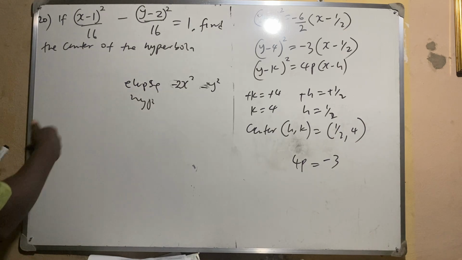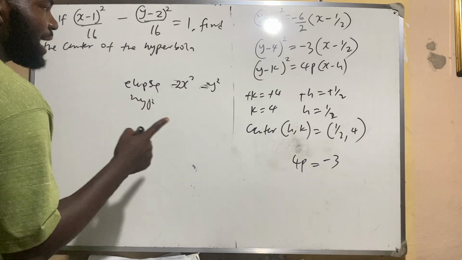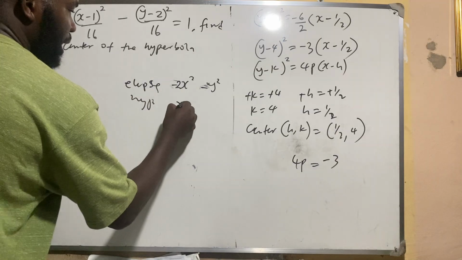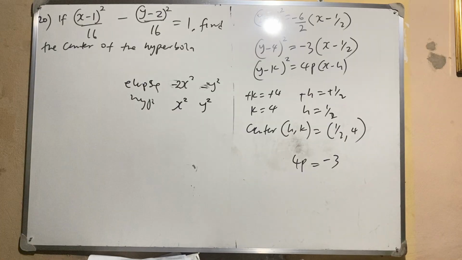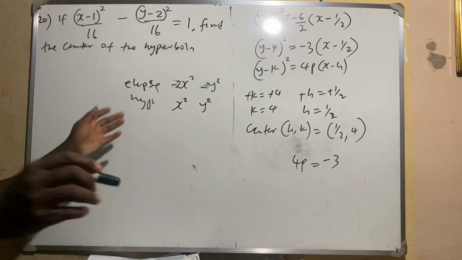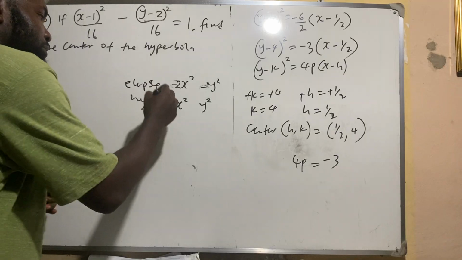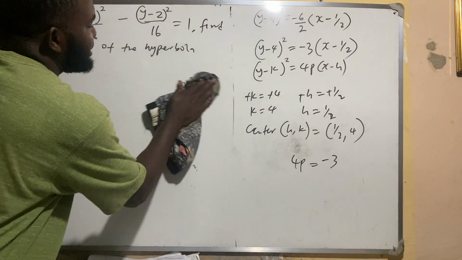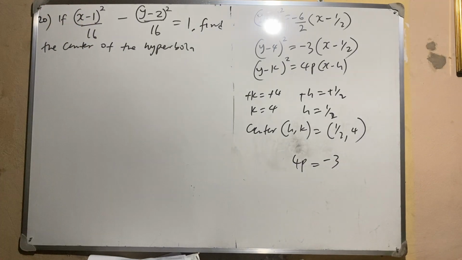But in a hyperbola, their signs must not be the same. So x squared and y squared must not have the same sign. Whether they have the same number is not my business. The only thing I should know is that if here is minus, here will be plus. If here is plus, here will be minus. And then the hyperbola is parallel to the side that is positive. So for you to know where it is parallel to, one of them has to be negative, the other one will be positive.